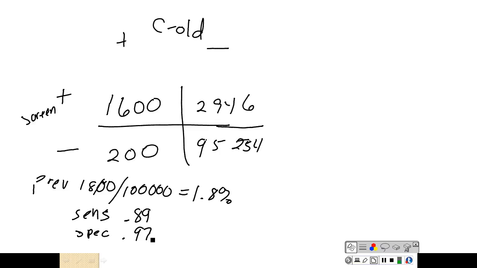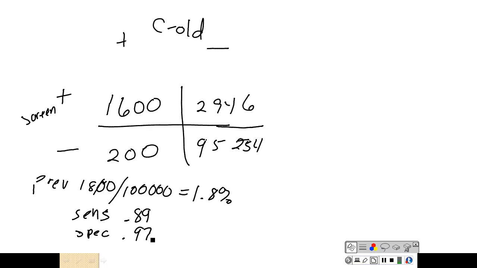Because our test hasn't changed. We're using the same test. It has the same sensitivity and the same specificity. The only thing that has changed is the prevalence in the population. So, why don't we calculate the positive predictive value of this test? We have a higher prevalence.